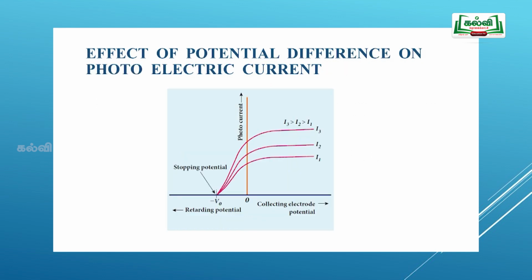The second graph: the effect of potential difference on photoelectric current. The anode potential is taken along the x-axis and the photocurrent is taken along the y-axis. Here the frequency of incident light is kept constant. For an intensity of light I1, when the anode potential is positive, current increases and reaches saturation. When the anode potential is made negative, at a particular negative value called stopping potential or retarding potential, the photoelectric current becomes 0. And that is the same for the intensities I2, I3. When I increase the intensity, the photocurrent increases, but the stopping potential remains the same.